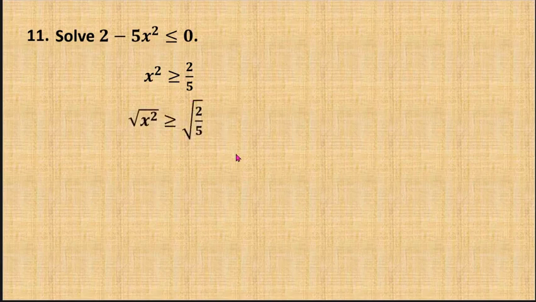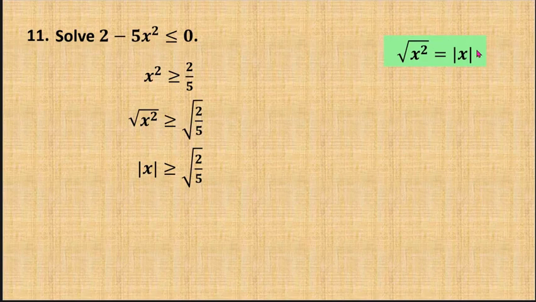Now let's move on to another question. To solve this question, first I shift the constant to the right and I got x squared greater than or equal to 2 over 5. Then I square root both sides. Square root of x power 2 is equal to modulus of x, so I replace square root of x power 2 with modulus of x.